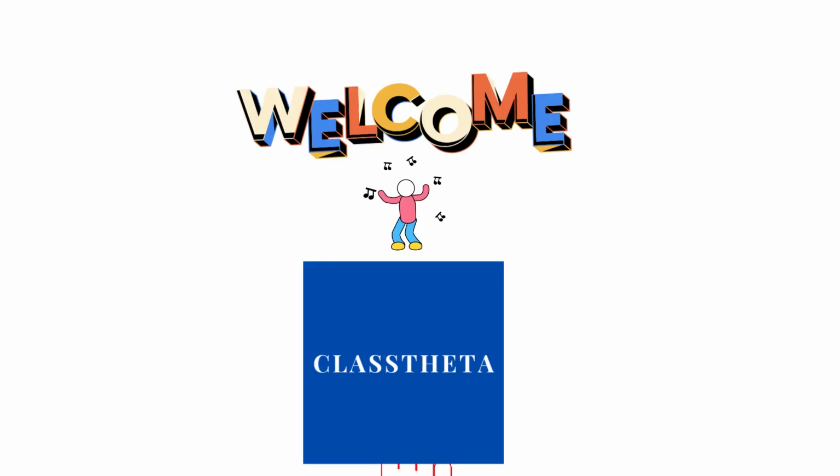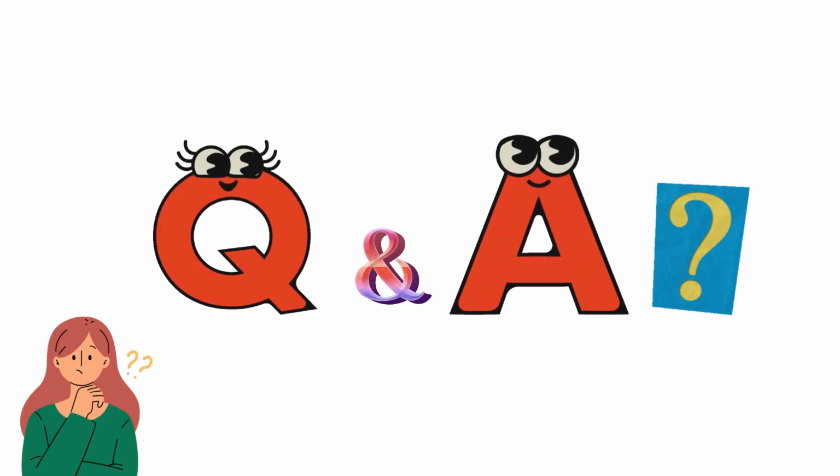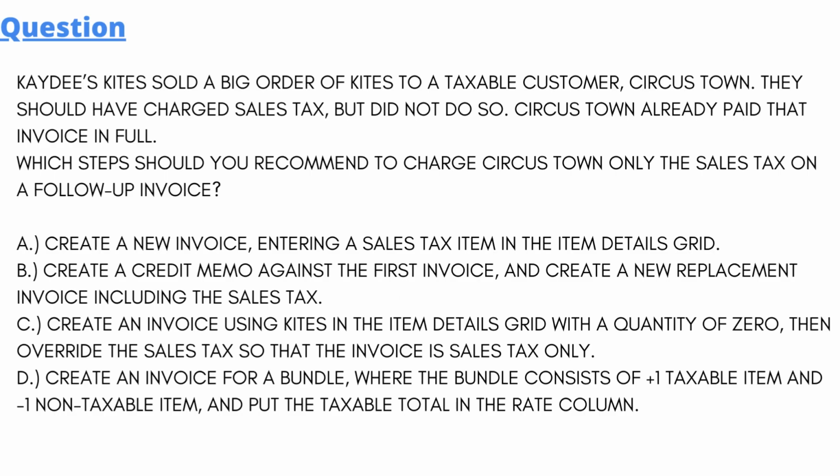So today's question which we'll be discussing is: Kaydee Kites sold a big order of kites to a taxable customer, Circus Town. They should have charged sales tax but did not do so. Circus Town already paid that invoice in full. Which steps should you recommend to charge Circus Town only the sales tax on a follow-up invoice?